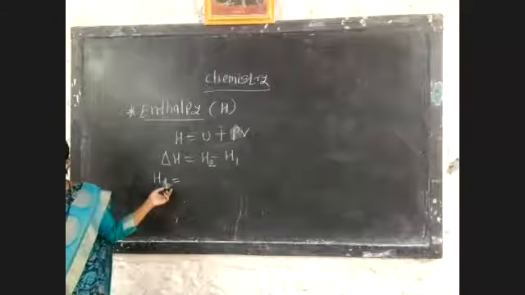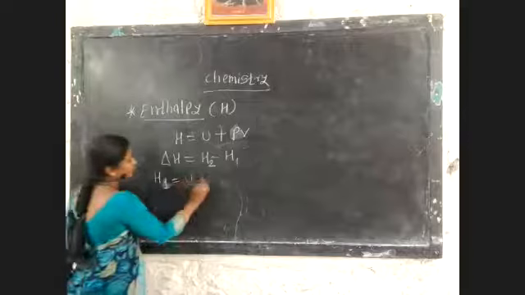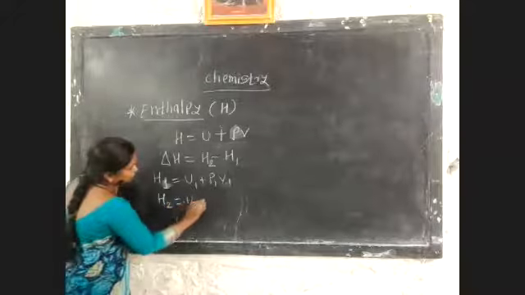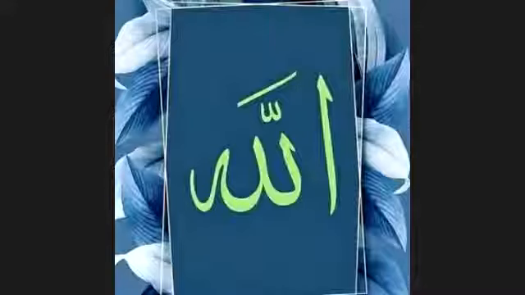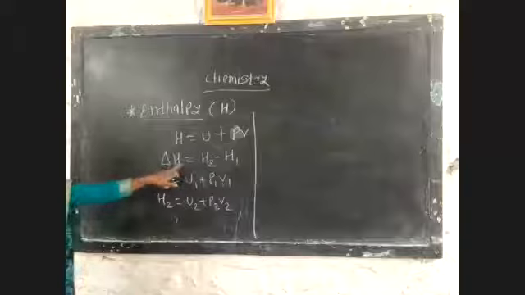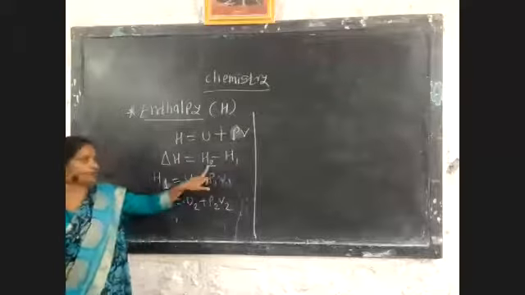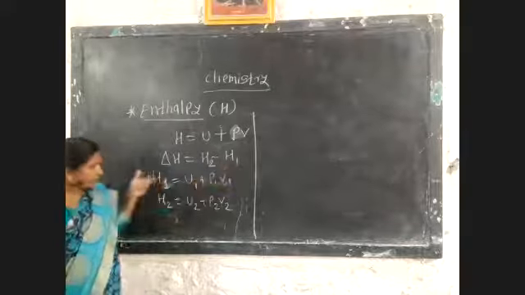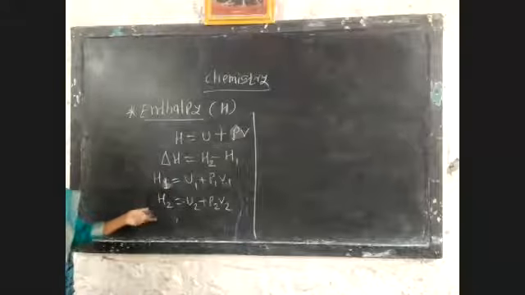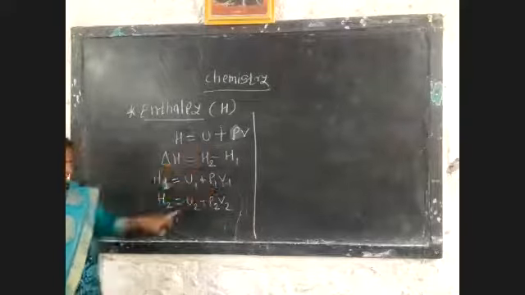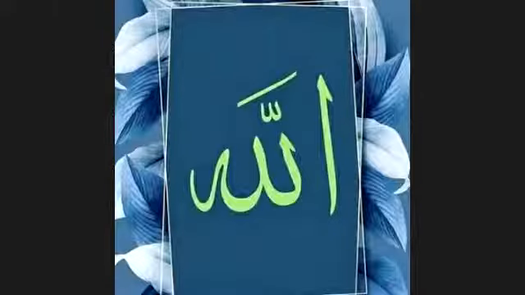इक्वेशन जर घेतलं तर त्यावेळेला ते दिसेल U1 plus P1 V1 and H2 equal to U2 plus P2 V2. This is the enthalpy. Enthalpy is a state function. Therefore, delta H equals H2 minus H1, where H2 is the final enthalpy and H1 is the initial enthalpy. For the equation of this initial and final enthalpy, initial enthalpy H1 equals U1 plus P1 V1 and H2 equals U2 plus P2 V2.